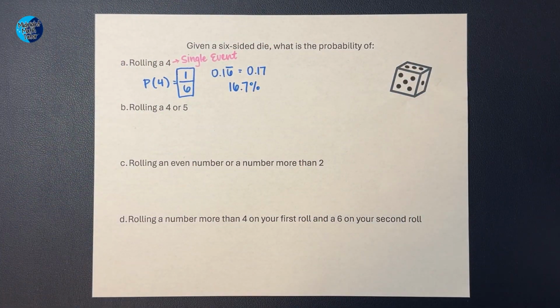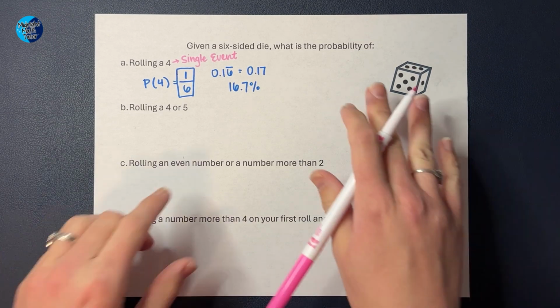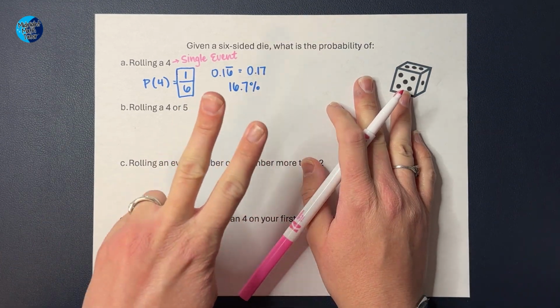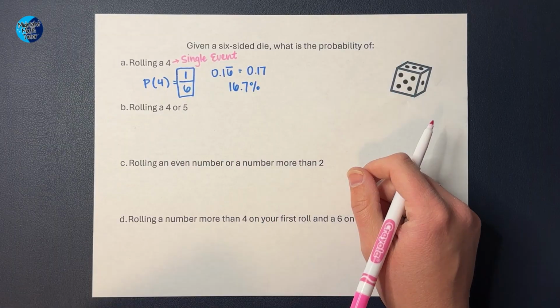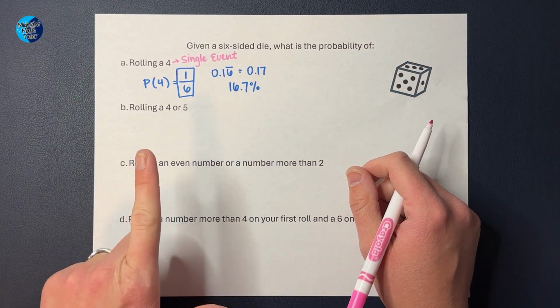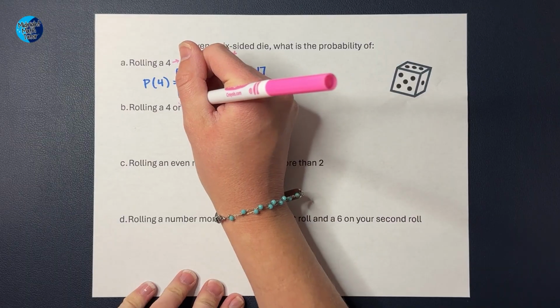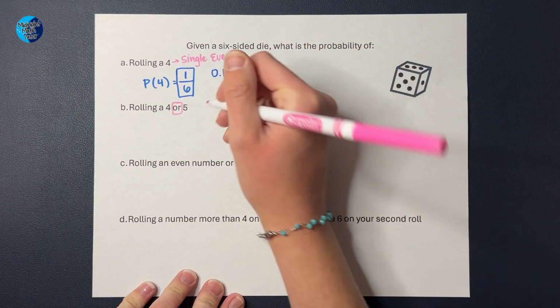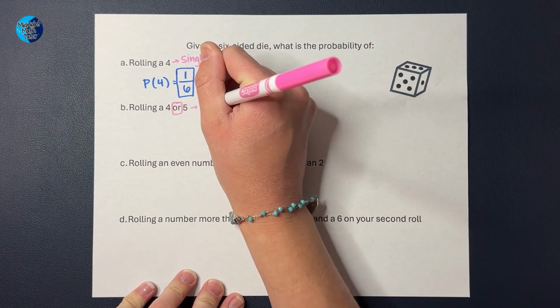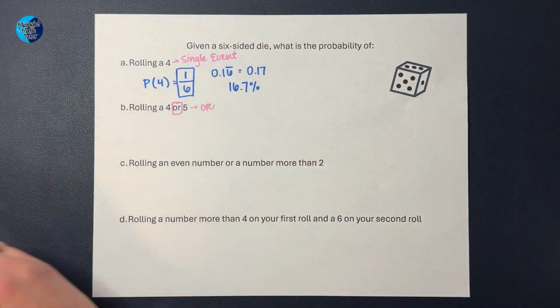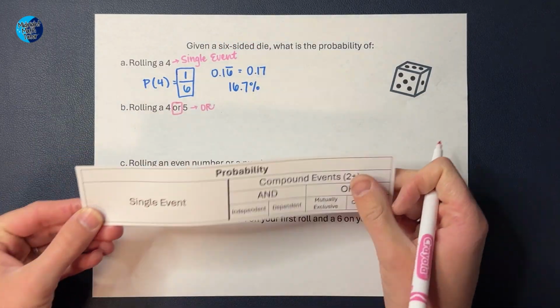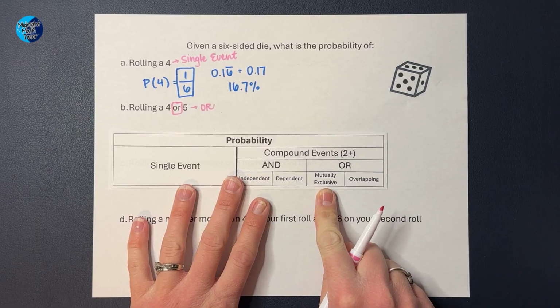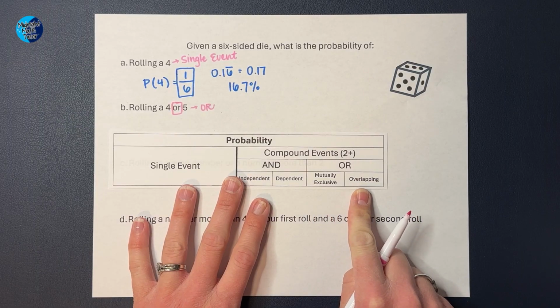All right, let's go ahead and take a look at B. We want to know the probability of rolling a 4 or a 5. So let's break this down just a little bit. We are considering 2 different events. So this is a compound probability. I also see an or here. So this is an or probability. When I have an or probability, I need to determine if it is mutually exclusive or overlapping.